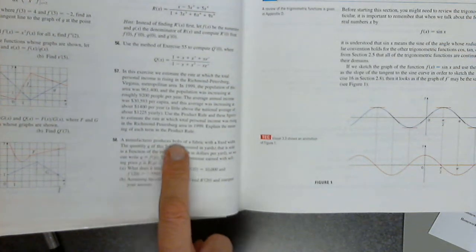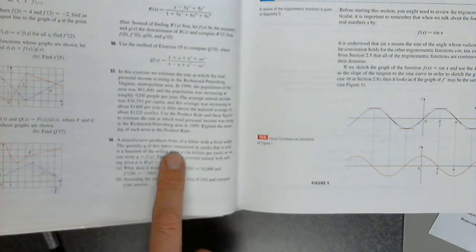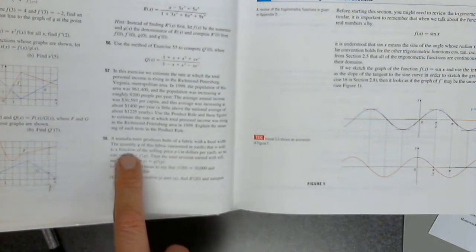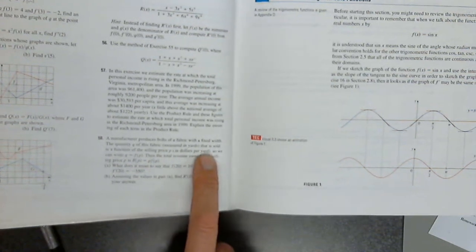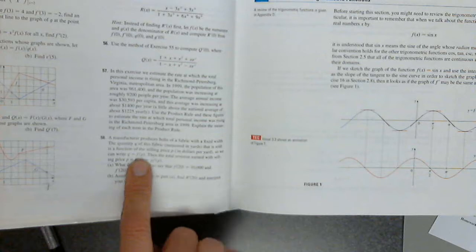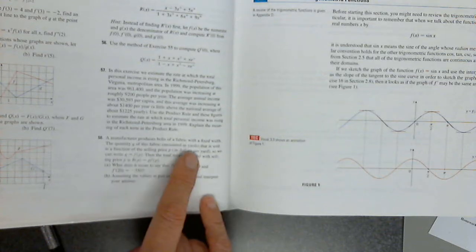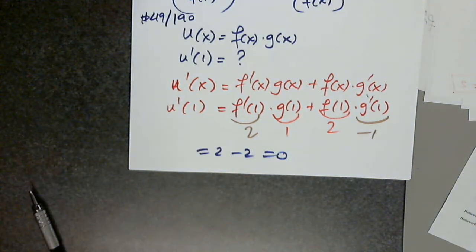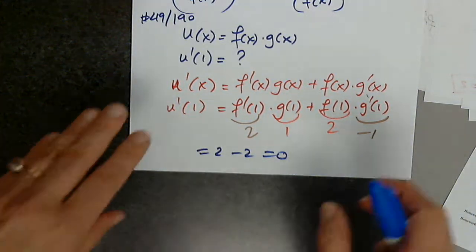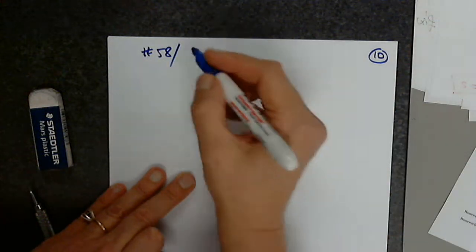A manufacturer produces bolts of a fabric with a fixed width. The quantity Q of this fabric, measured in yards, that is sold as a function of the selling price P in dollars per yard. So we can write Q equals F of P. So one more time, Q is quantity, P is price. Q is measured in yards, P is measured in dollars per yard. I need to write all this down. So this is problem 58 on page 190.